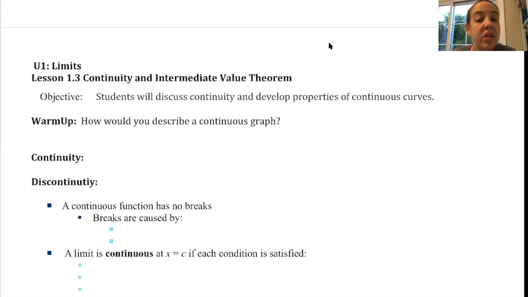Today we're going to talk about our third topic in Unit 1, limits. We're going to discuss continuity and the intermediate value theorem. So today we will discuss continuity and develop properties of continuous curves.